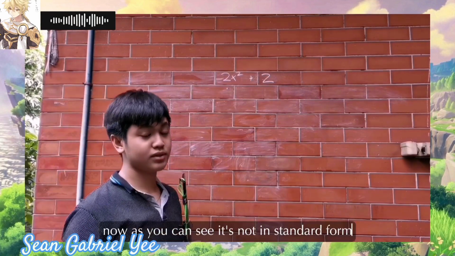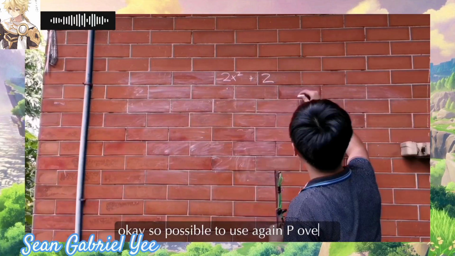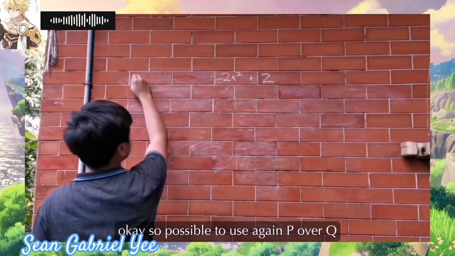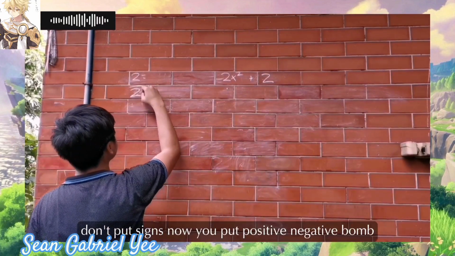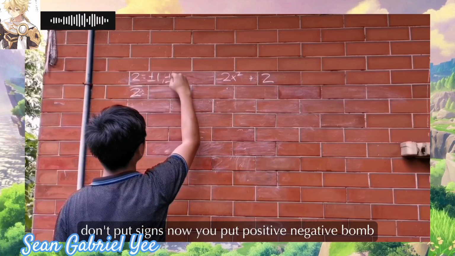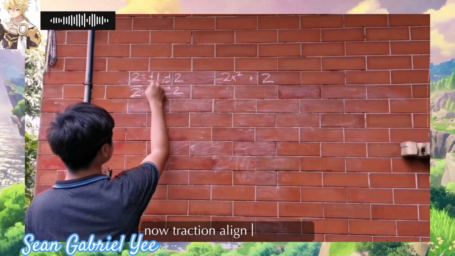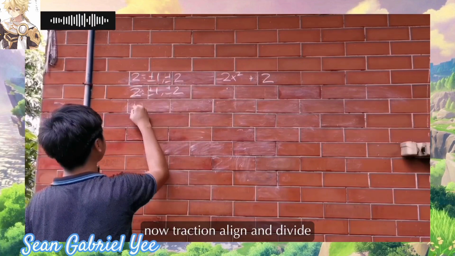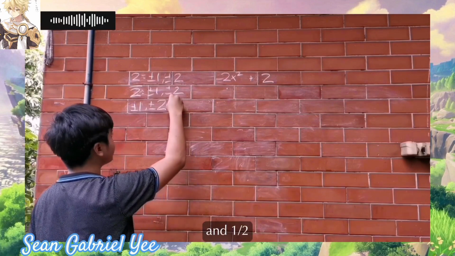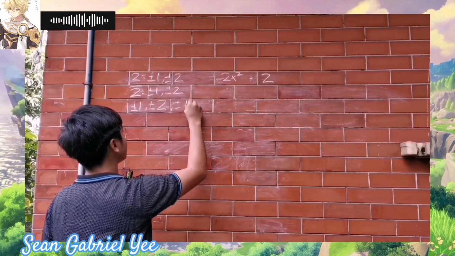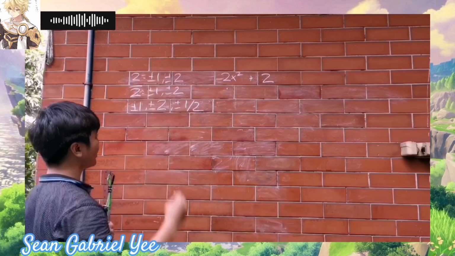Now, as you can see, it's not in standard form. So first, let's just try to look for the possible zeros, okay? So our possible, let's use, again, P over Q. So that's positive 2 and negative 2. Don't put signs. Now, you put positive, negative 1. Now, fraction, align and divide. And 1/2. Now, 2 over 2, 2 divided by 2 is basically 1.